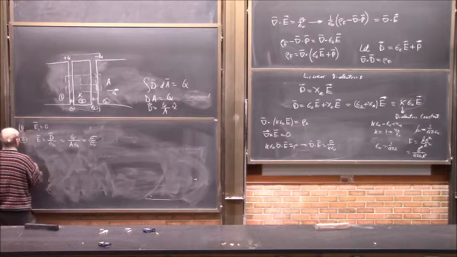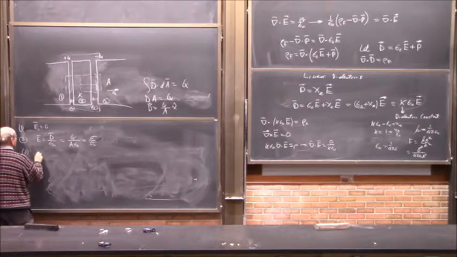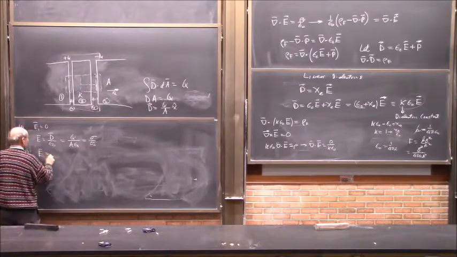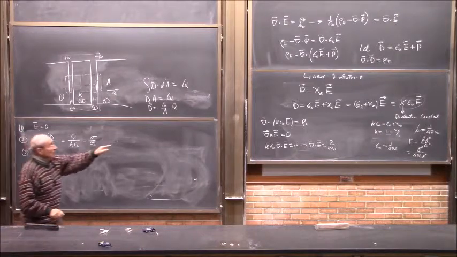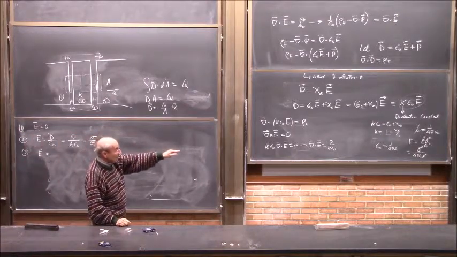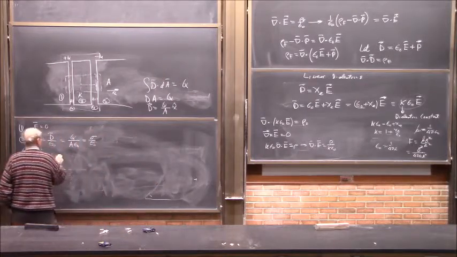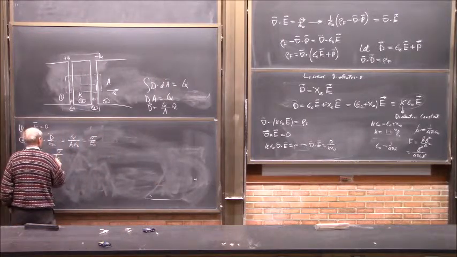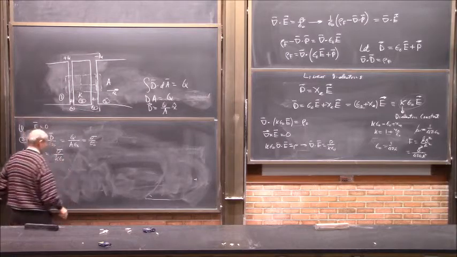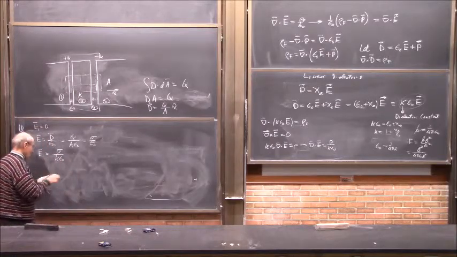All right, region 3. Well, now, D is kappa epsilon 0 times E, and therefore I get sigma over kappa epsilon 0. Just a moment.